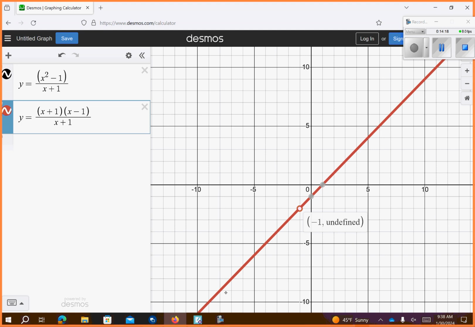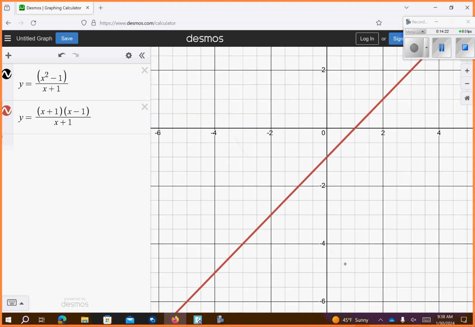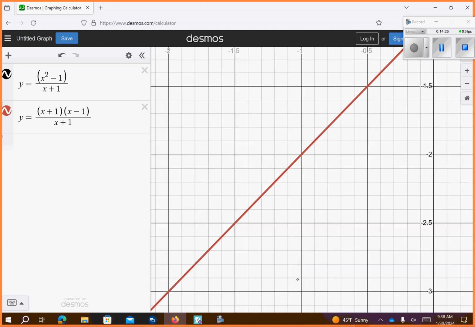What does it say? Undefined. So that's where a hole is. Now let's see what a hole actually looks like in Desmos.